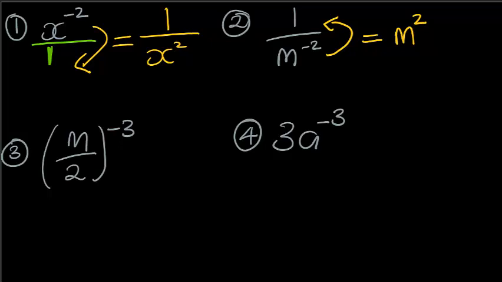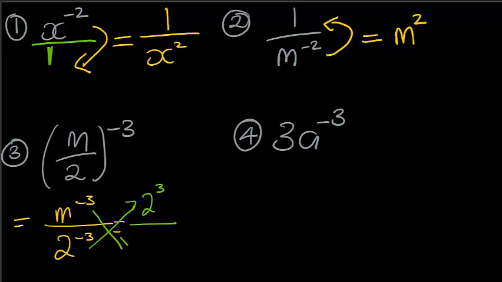Question 3, we have m over 2 in brackets to the power of minus 3. So what we're going to do first is multiply the minus 3 into the brackets so that each one has got its exponent. So I've got m to the power of minus 3. I actually don't need the brackets any longer. And I have 2 to the power of minus 3. This then inverts. So if both go home, 2 becomes a numerator, 2 to the power of 3, and m becomes a denominator, m to the power of 3.